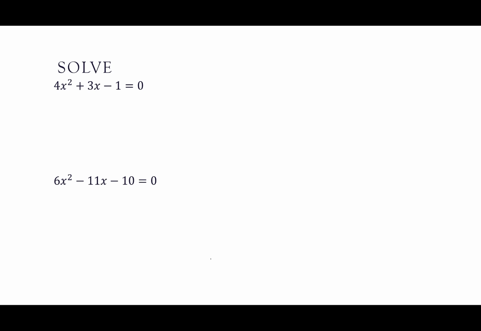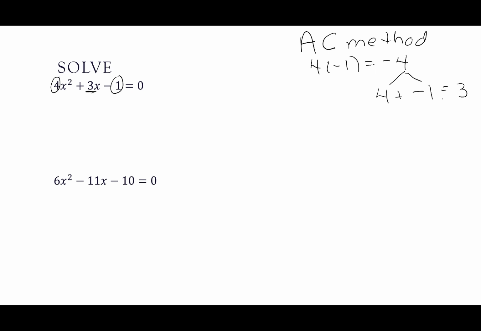And we can talk through this a couple of ways, and I'll show you what I think about when I see these. One thing that we talk about is the AC method. So the AC method says take the A term, take the C term, multiply them together. So 4 times -1 is -4. And then look for factors of this AC that add up to B. So if I look at -4, I think if I do 4 times -1, that gives me -4, but 4 plus -1 gives me +3.